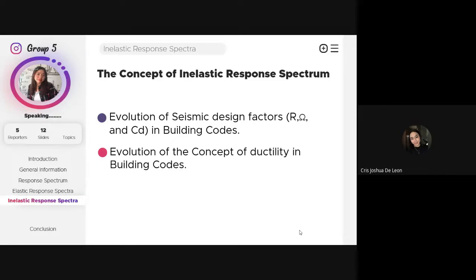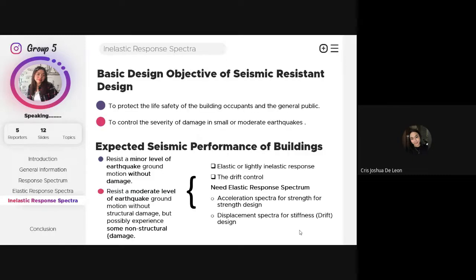In this lecture, we will study the concept of inelastic response spectrum, and along with that, we will also be studying the concept of several seismic design factors. The concept of inelastic response spectrum. First, the evolution of seismic design factors R, omega, and Cd in building codes. Second is the evolution of the concept of ductility in building codes.